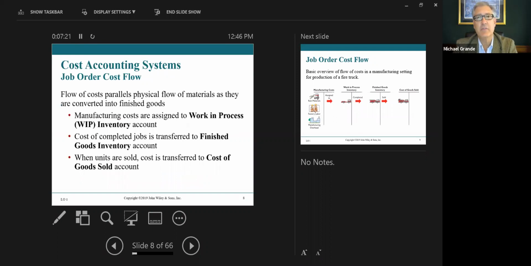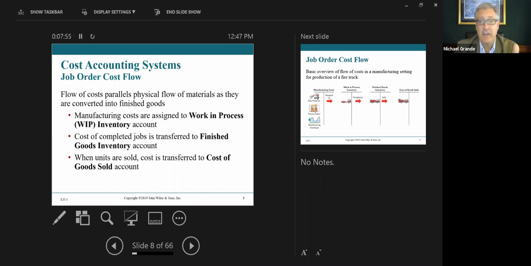Cost accounting systems, job order cost flow. So again, we talked about this at the very beginning. When we first acquire materials, they go into an inventory account called raw materials. As we begin to use these materials and we start to work on it, it moves to work in process. So the definition of raw materials is untouched. The definition of work in process inventory is started but incomplete.